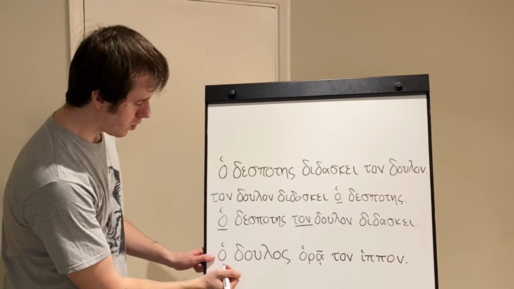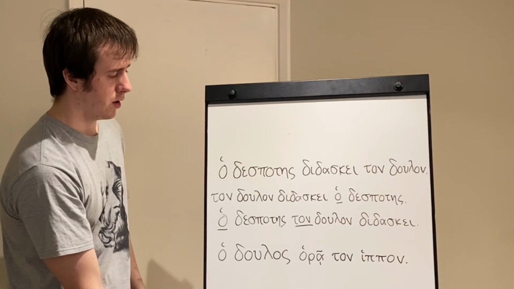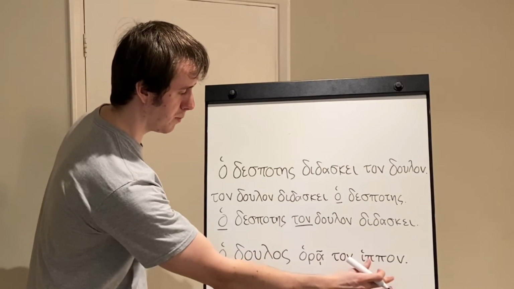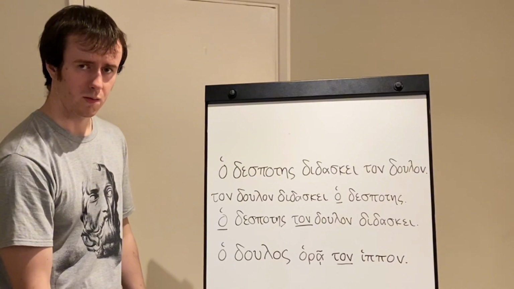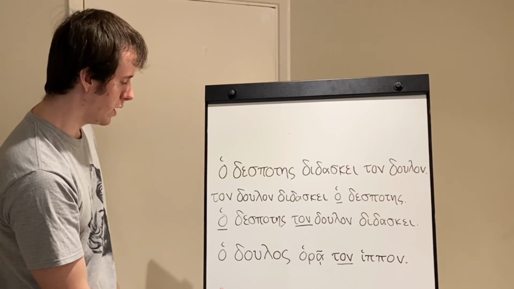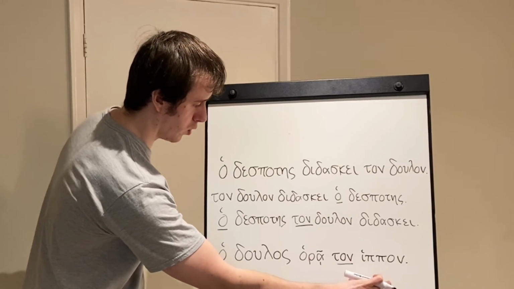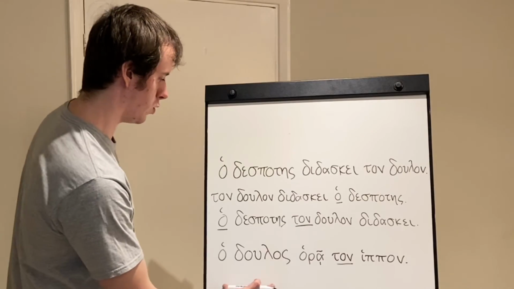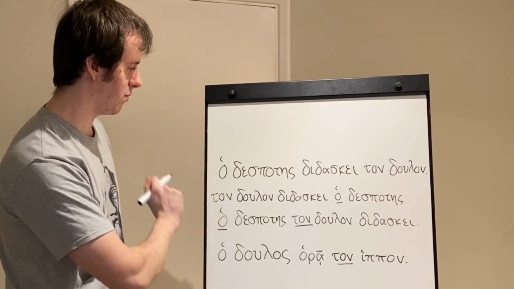And we know that ho is masculine nominative singular. So the slave must be the subject, whereas the hippos, the horse, because it's ton hippon, must be the object, since ton is masculine accusative singular. And therefore, we would translate this sentence, the slave sees the horse. And once again, you could change the order here. You could have ho doulos ton hippon horai, and it would still mean the same thing.